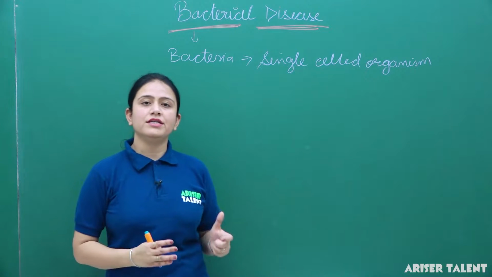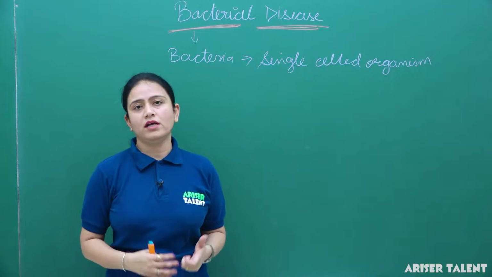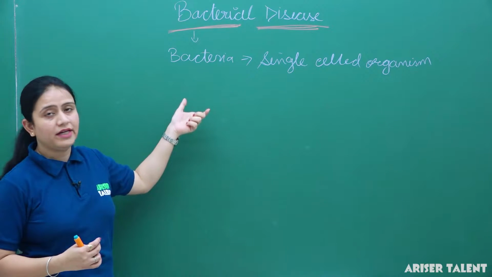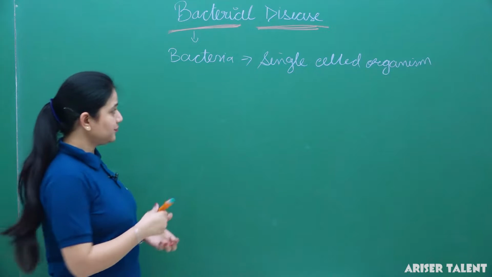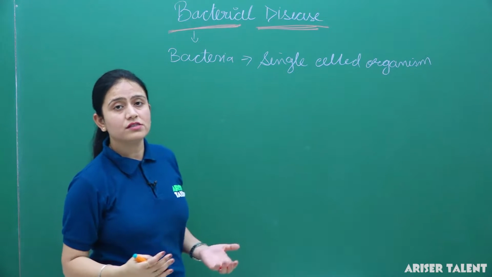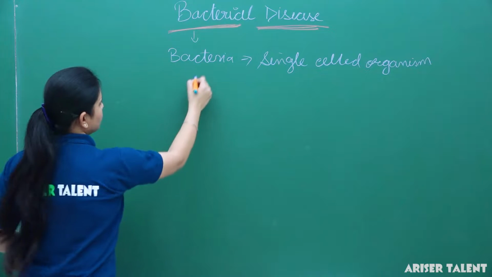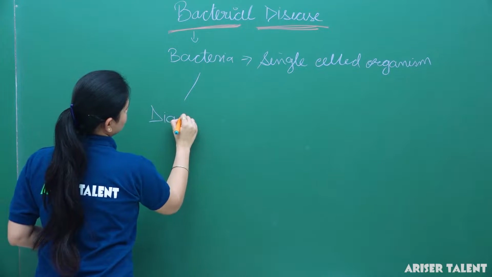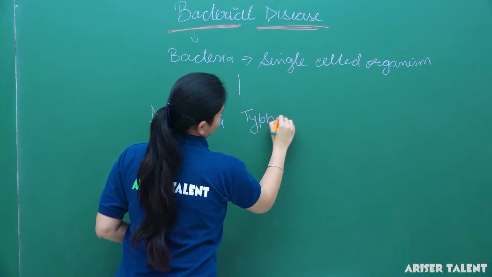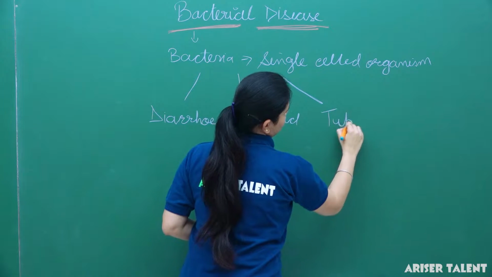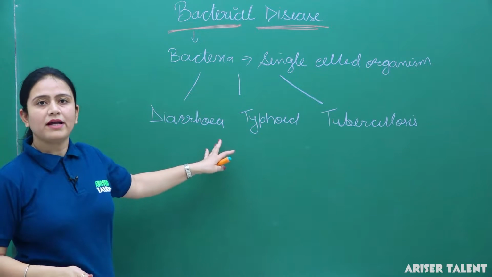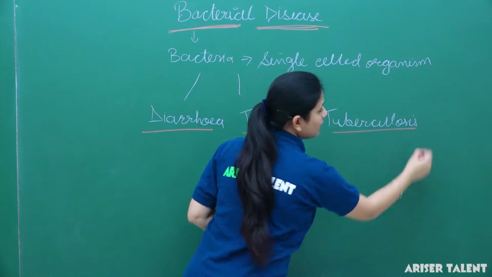Now bacteria are of two types. One are very harmful and one are very useful to us. In this chapter we will discuss the harmful bacteria, which can harm our body and cause diseases. We will study three common bacterial diseases: diarrhea, typhoid and tuberculosis.